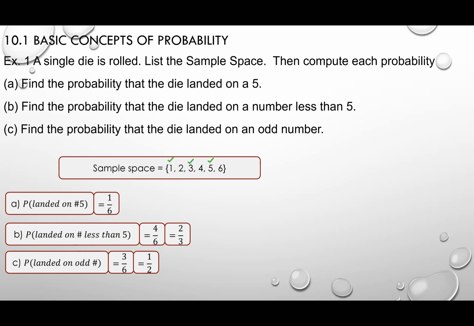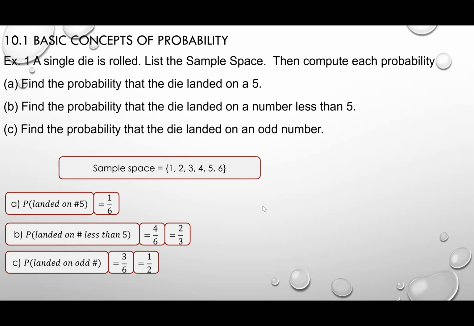In terms of this, 3 out of 6 reduces to 1/2, meaning 50-50, right? I have 50% if I roll this dice of getting an odd number and 50% of getting an even number. Okay, so again, in short, that's what probability is. All you do is ask yourself, what are we looking for over the total?